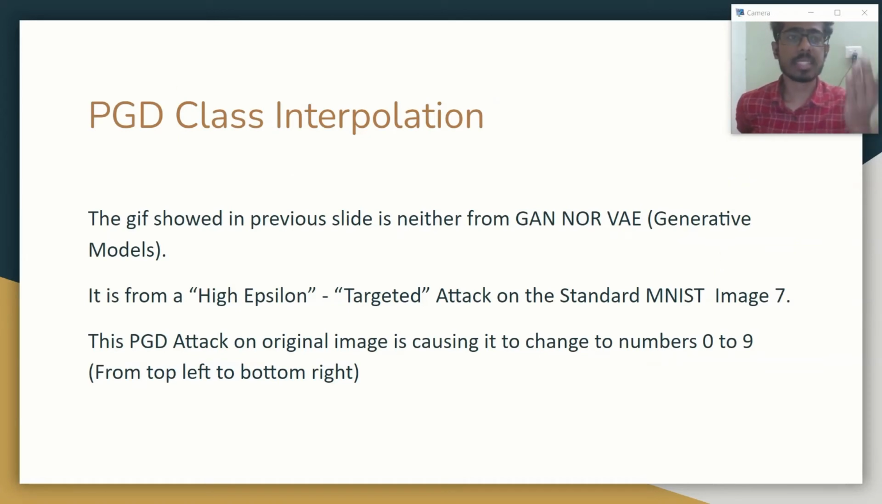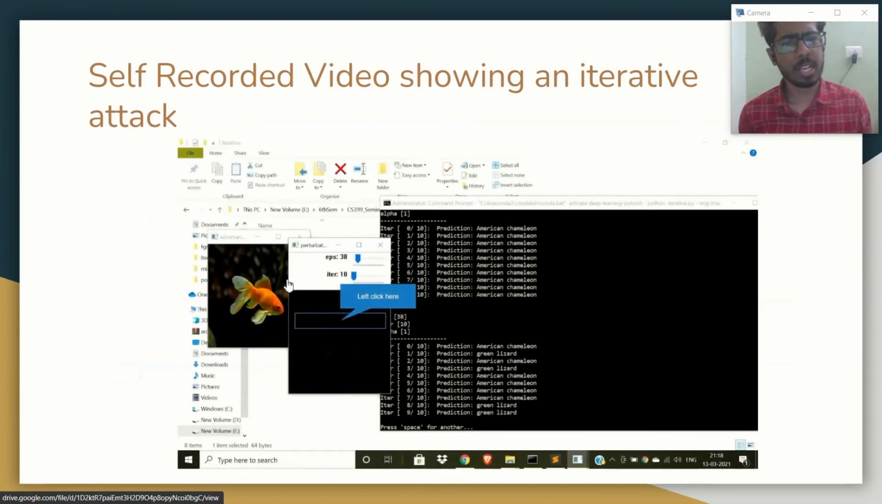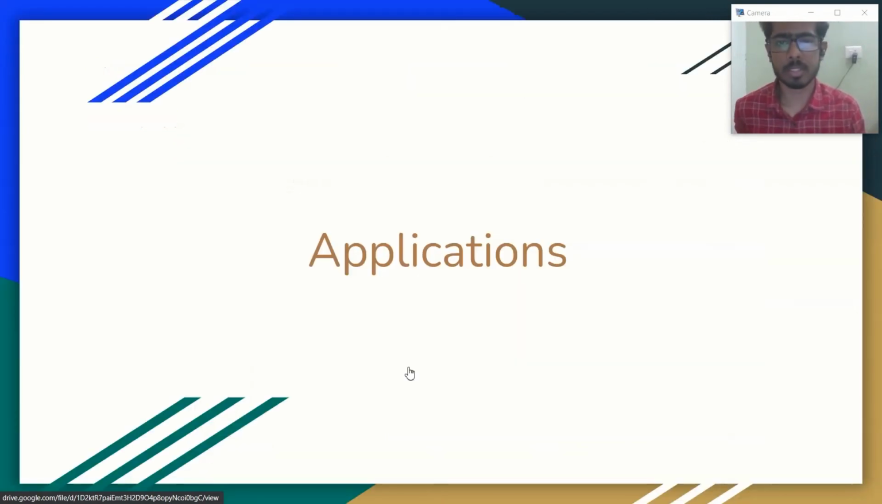Again, this is not from a generator model. It is just by statistically affecting the input data, which is called the high epsilon attack. Again, we found a really good implementation for the PGD as well. In this case, the goldfish is being classified as a green lizard or a chameleon, similar sort of.